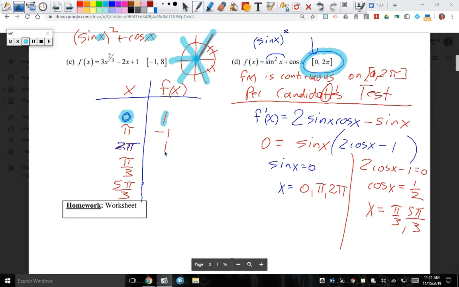What about pi over 3? What's the sine at pi over 3? Root 3 over 2. If I square it, 3 over 4. Plus the cosine at pi over 3. What's the cosine at pi over 3? 1/2, otherwise 2/4. So this would be 5/4.